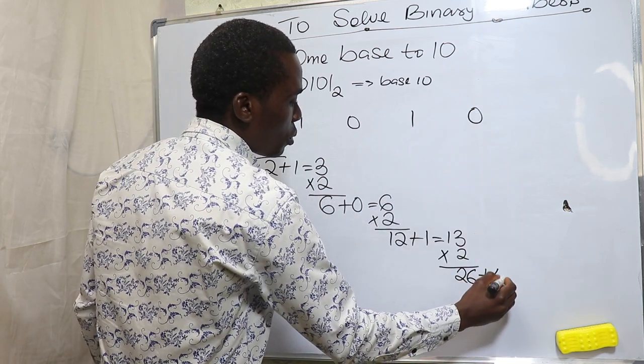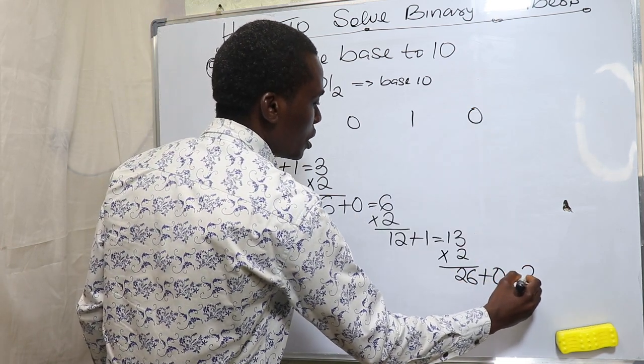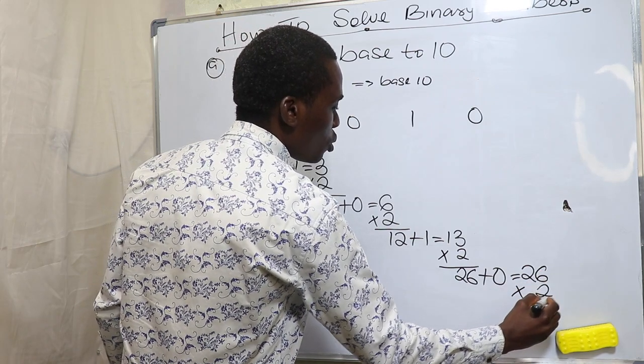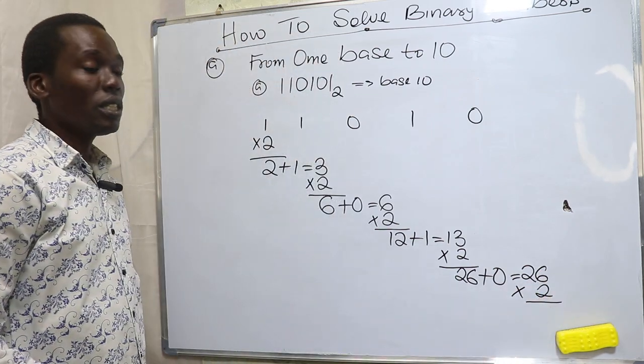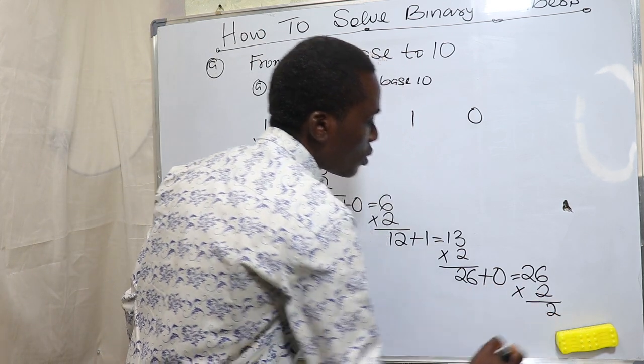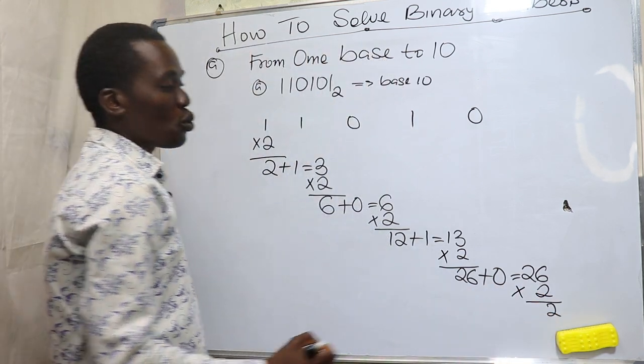If I add am to 0, e go give me wetin? 26. So I go multiply that 26 by 2. 6 times 2 will give me wetin? 12. 6 times 2 will give me 12.